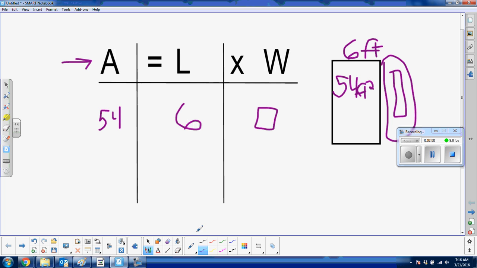Now, what we need to do is put these signs in for the rest of them. So we have 54 equals, we just drop our sign down. And we have our multiplication sign we drop down as well. So we know 54 equals 6 times some box, something in there. So we got to think to ourselves, what times 6 equals 54? And if we know our multiplication facts, we should know by now that 9 times 6 equals 54. So your side length here is going to be 9 feet.